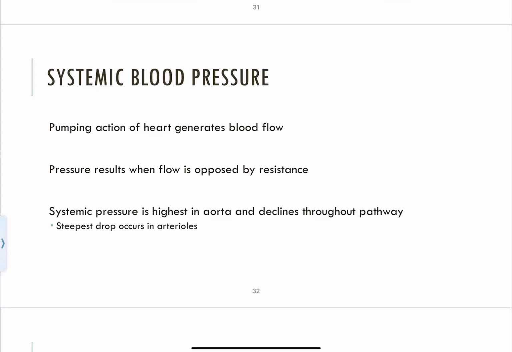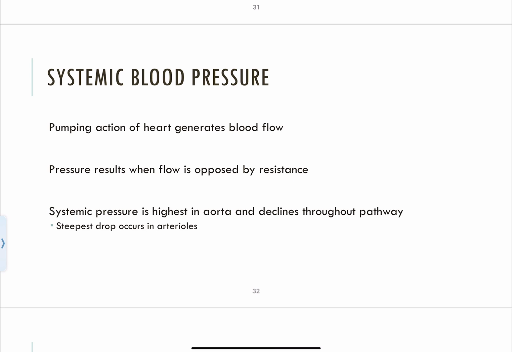Okay, so now moving on to section 7 of chapter 19, we're going to talk about blood pressure, but specifically our systemic blood pressure. So we're talking about blood flow from our heart to our tissues throughout our body. What generates the blood flow is the pumping action of the heart, which we talked about in chapter 18. But the pressure results when the flow is actually opposed by resistance. So the higher the resistance, the higher the pressure.